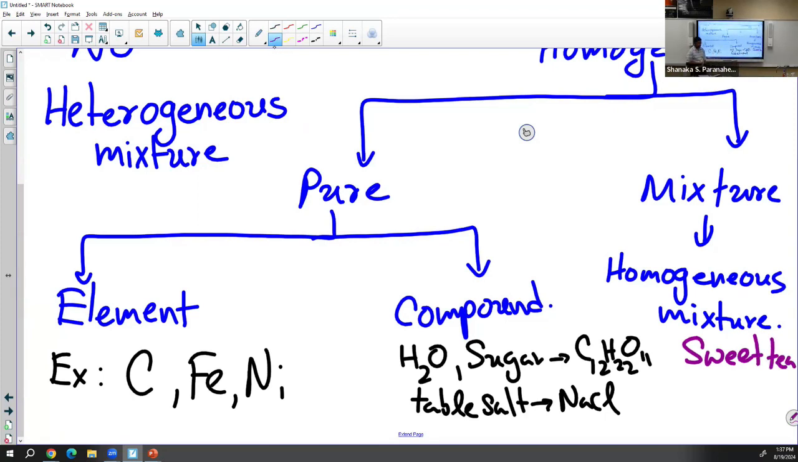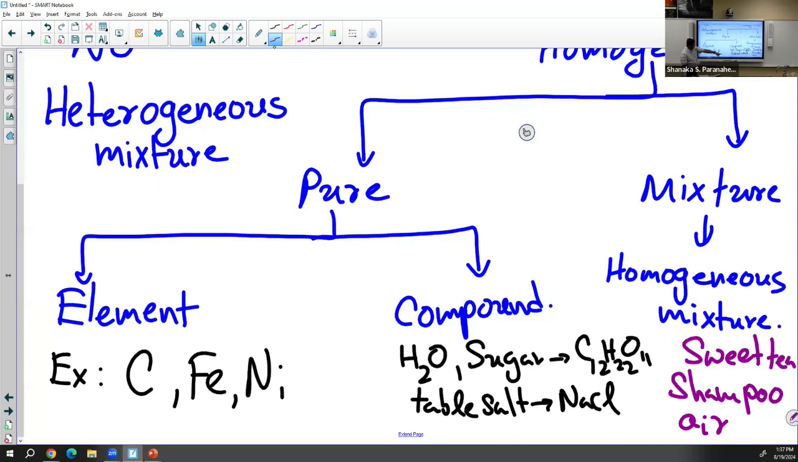So if you properly make sweet tea, you don't feel different taste for different sips. So it's going to be the same taste. So it's a homogeneous mixture, like shampoo, or like household ammonia. So anything that is evenly mixed, so it has more than one type of substance.